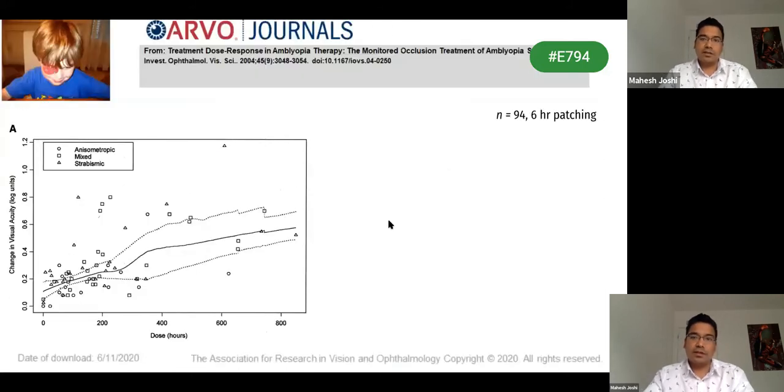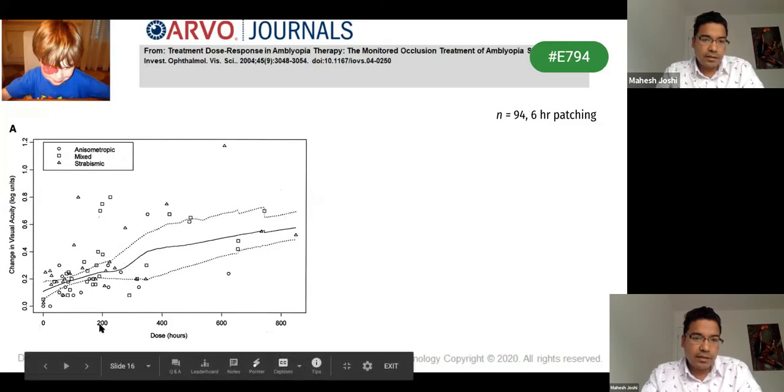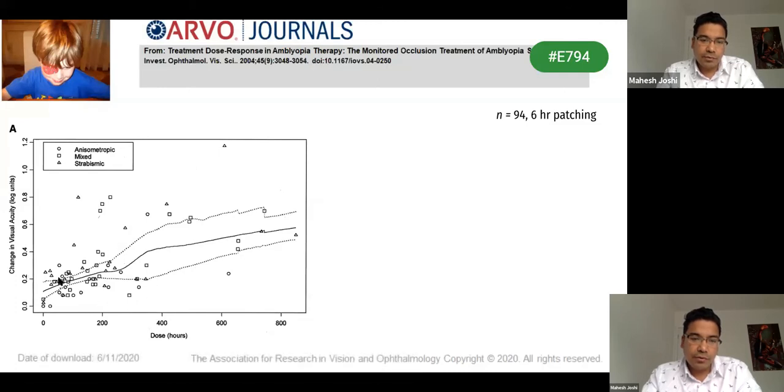Patching, as I said, is the most common treatment of amblyopia. In the next study, in the graph here, you can see on the x-axis the total dose hours, the total amount of patching hours, and the change in visual acuity. What I'm trying to show from this graph is that the treatment dose relationship between patching and visual improvement occurs up to around 400 hours.